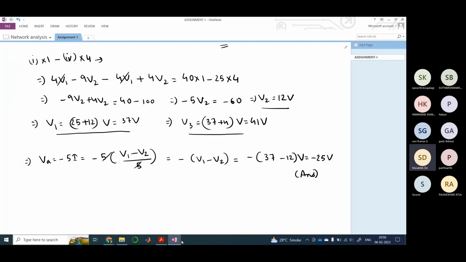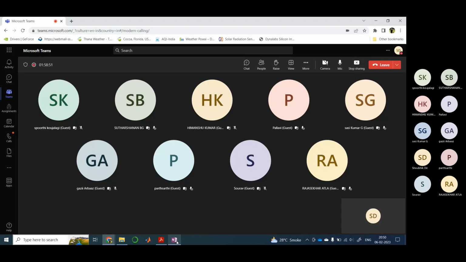So I hope this was clear. If you have any doubt, just raise your hand. This was a pretty simple problem. I hope this was clear. If you have any doubt afterwards, okay, yeah, Himanshu, go ahead.